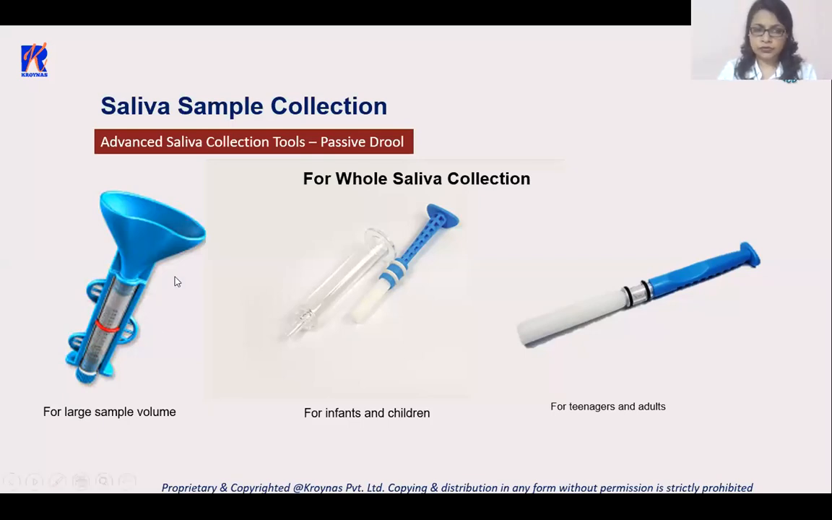Like for example, if you see this particular one where my cursor is moving, this is used when you want to analyze salivary DNA maybe, and you need a larger volume of sample, like more than 1 ml or 1.5 ml. And this is particularly one with which you can actually collect samples from very small babies, that is infants and children. And something like this, which is a bigger one, you can use this for teenagers and adults.